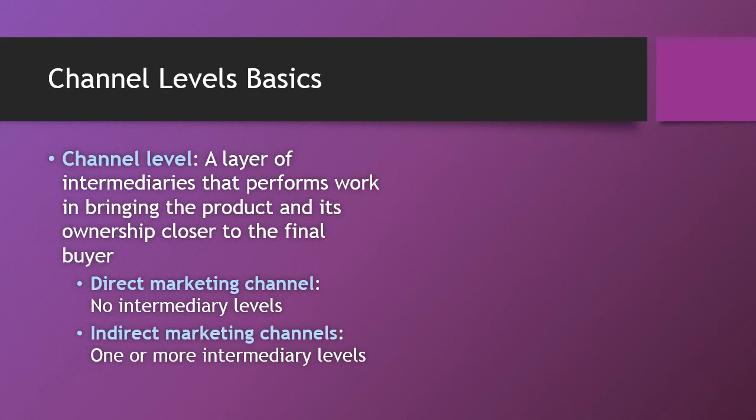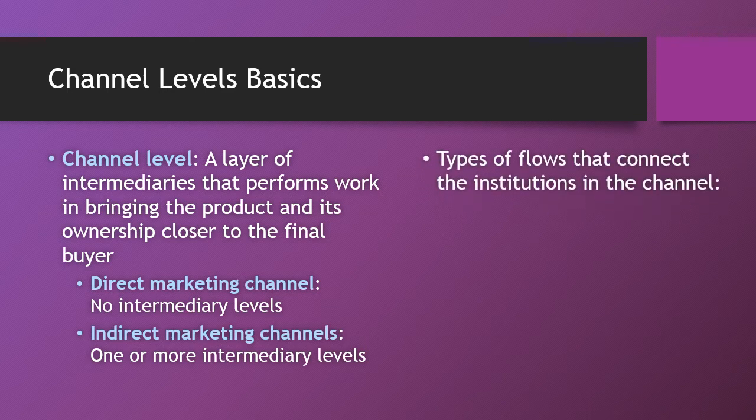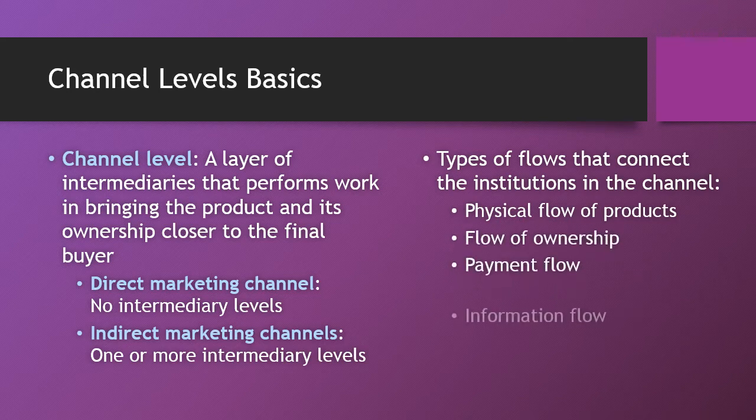Now, from a producer's viewpoint, the greater number of channels means that they have less control and greater channel complexity. Moreover, all institutions in a channel are connected by several different types of flow. Now, this flow may include physical flow of products, the flow of ownership, the flow of payment, an information flow, and a promotion flow. These flows can make every channel with one or more levels even more complex.